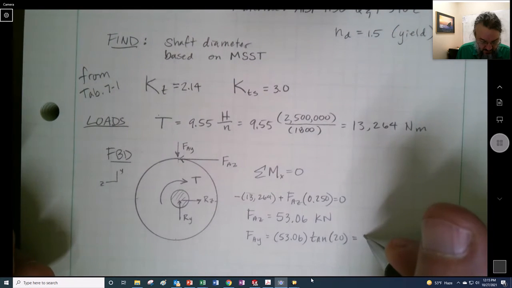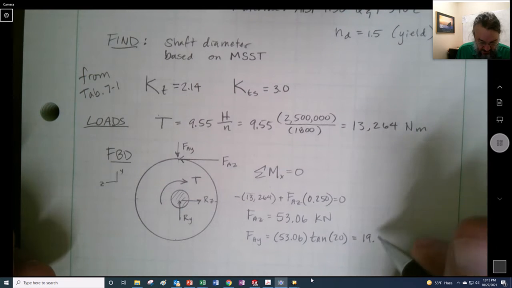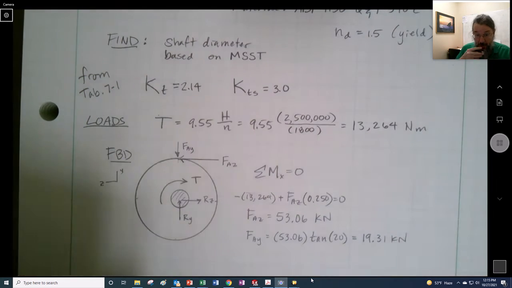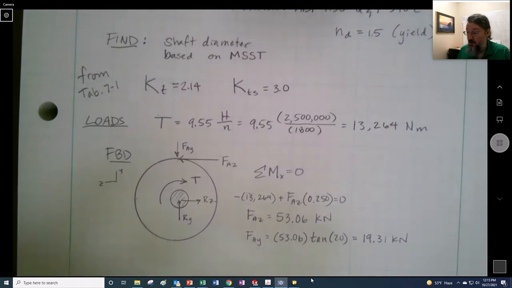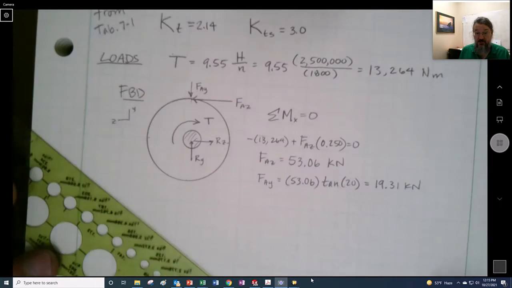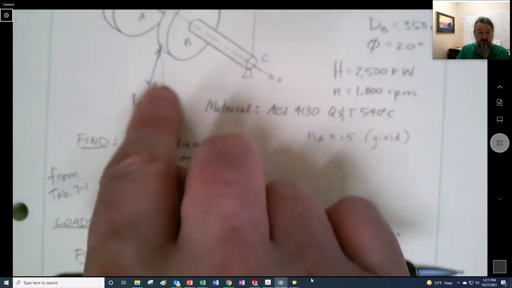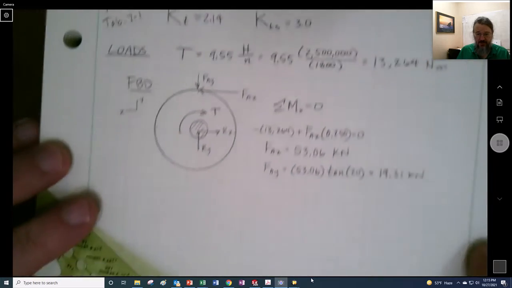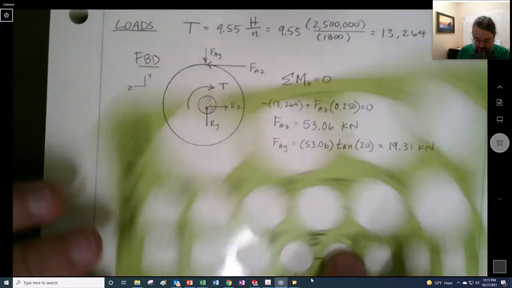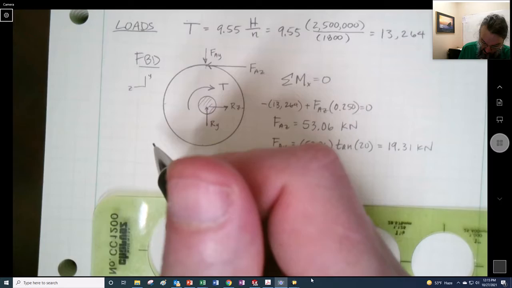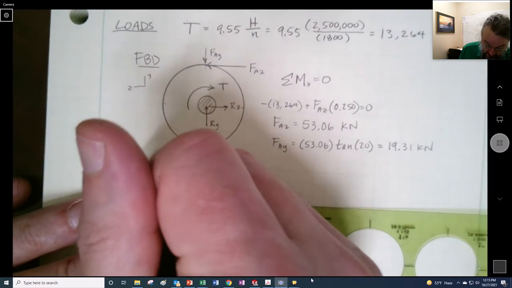So we get 19.31 kilonewtons. All right. Now, knowing that, we could go for the next one, because we wouldn't need to find out what this load right here is going to be. I think it's going to be easier to just do another FBD of the whole thing.